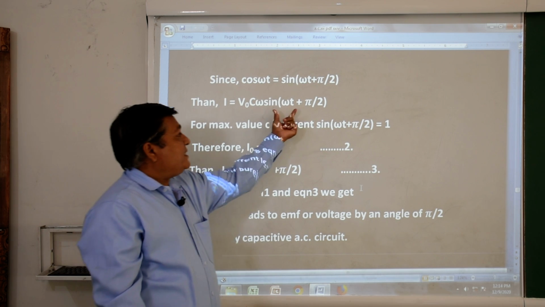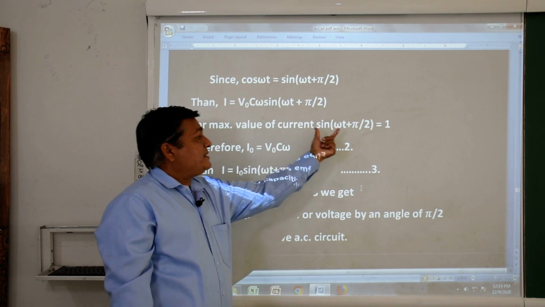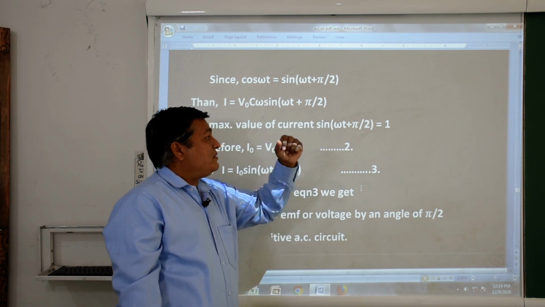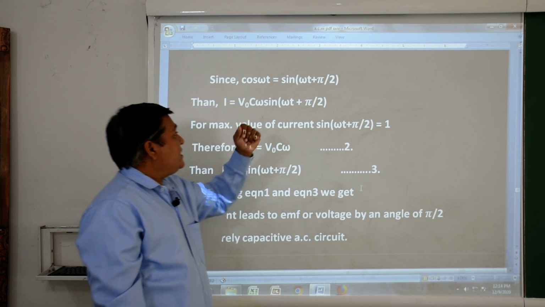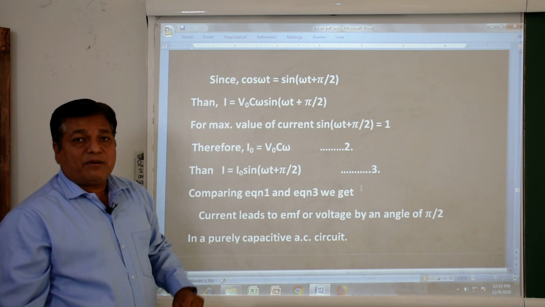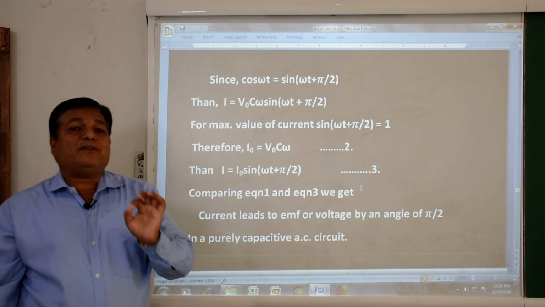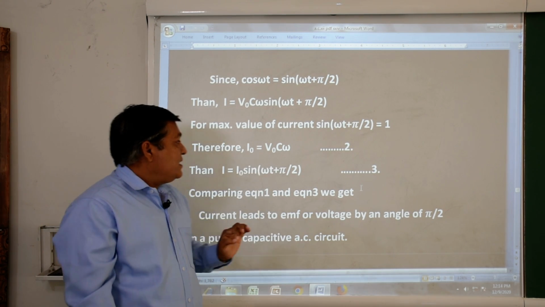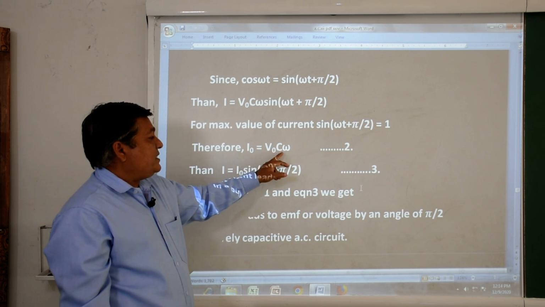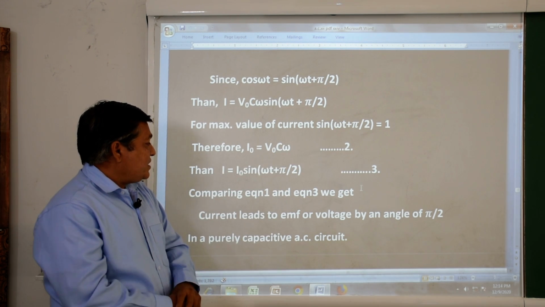For the maximum value of current, the value of sin theta should be equal to 1. If we place that value here, this current will become the maximum current, which is denoted by I naught. So we call it I naught is equal to V naught C omega. This is equation number 2.